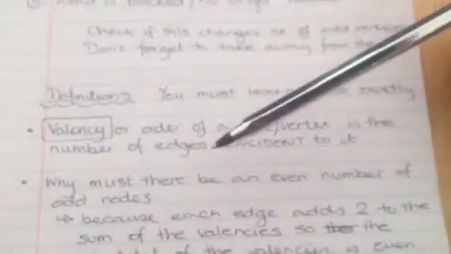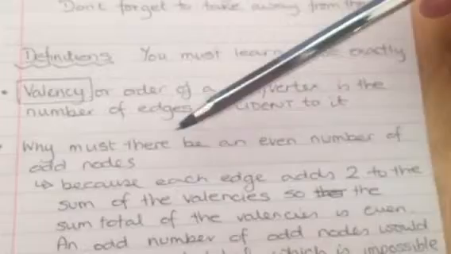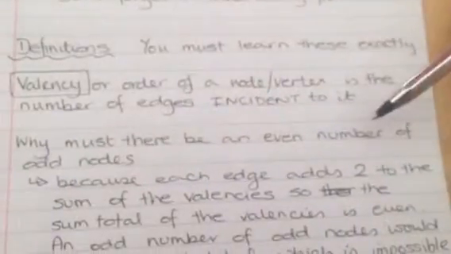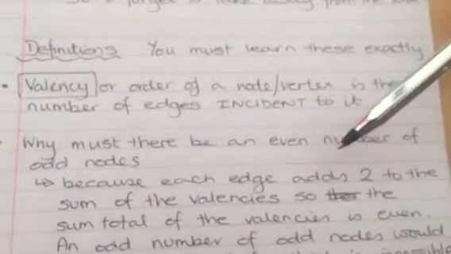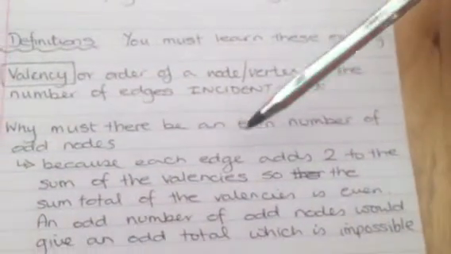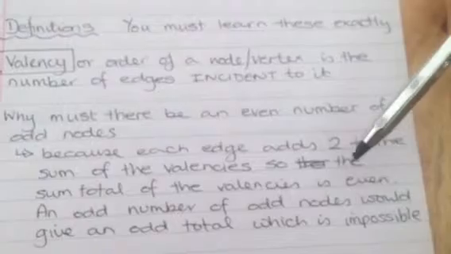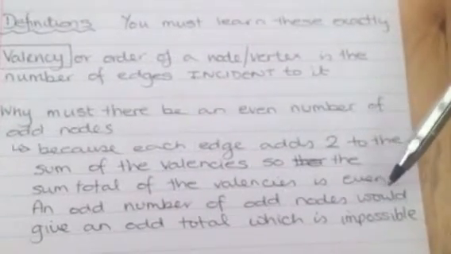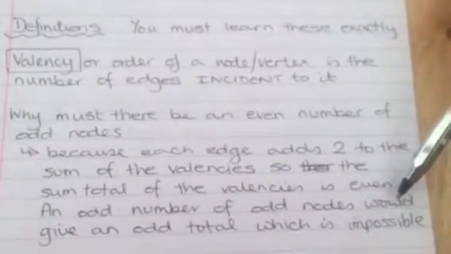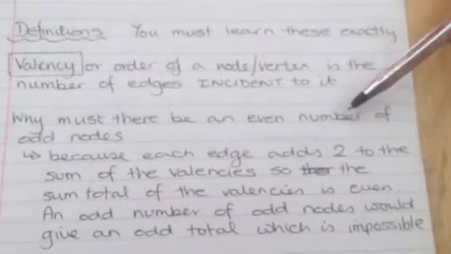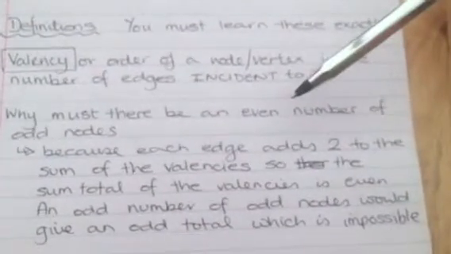You might get a question about why there must be an even number of odd nodes. And the answer is each edge adds 2 to the sum of the valencies. So the total of the valencies must be even. An odd number of odd nodes will give an odd total, which is impossible. So there must be an even number of odd nodes.